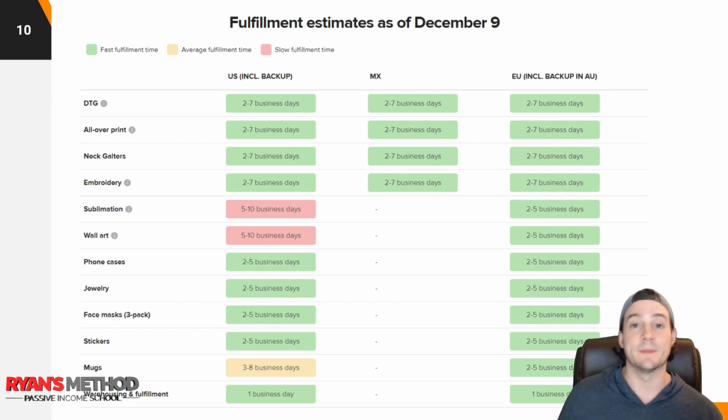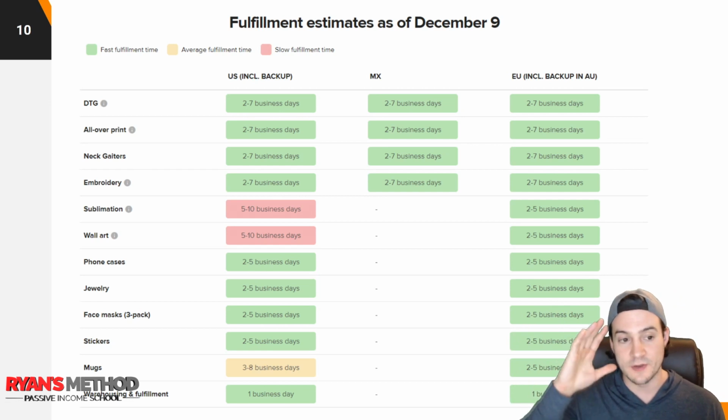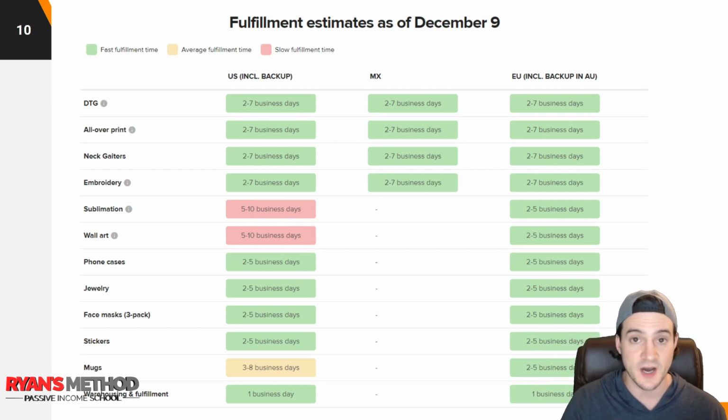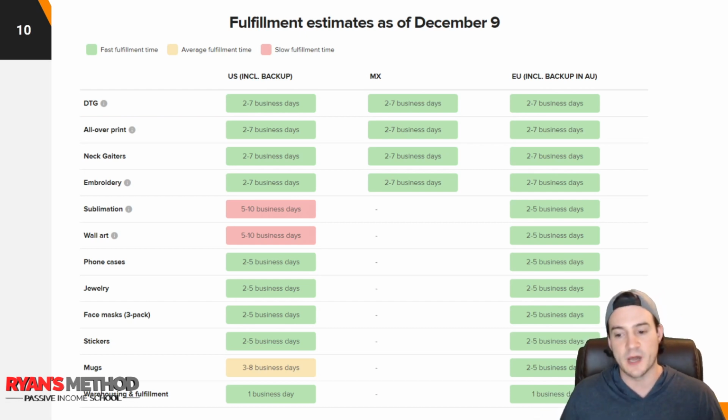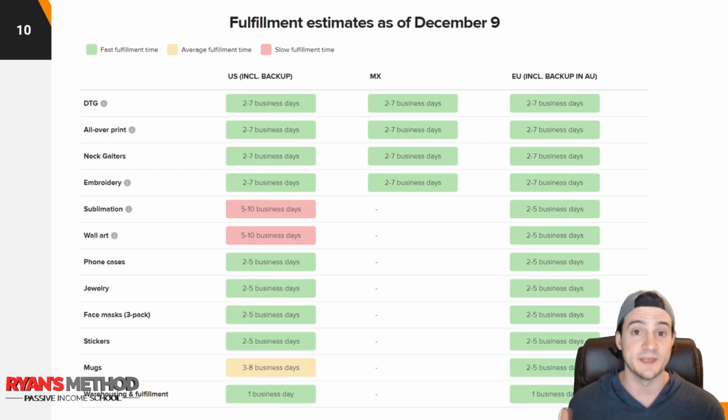All right, so I'm going to put a link in the description to where you can find this post on Printful for their updates, as well as this chart of fulfillment estimates as of December 9th. So whatever product types you're primarily selling, you'll be informed. And again, these are updated in real time as to the delays you can expect.